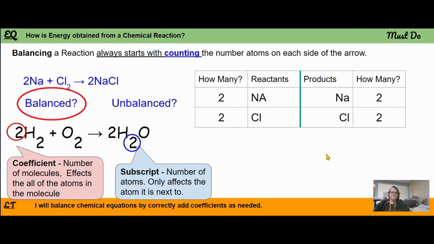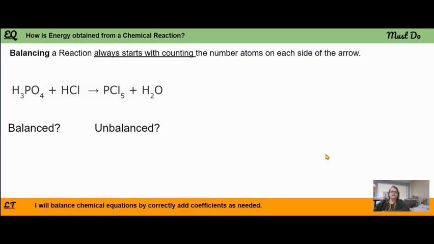Okay. All right, let's look at another one together and see if this one is balanced or unbalanced.